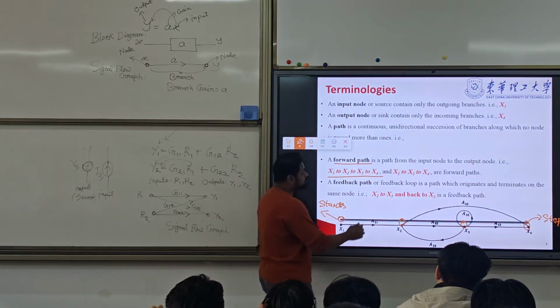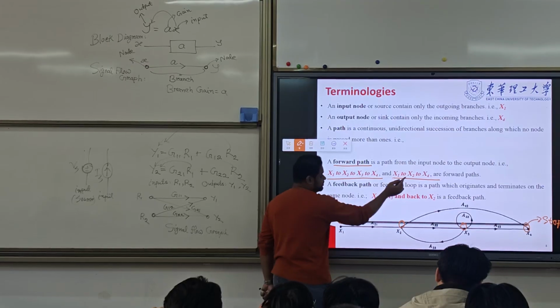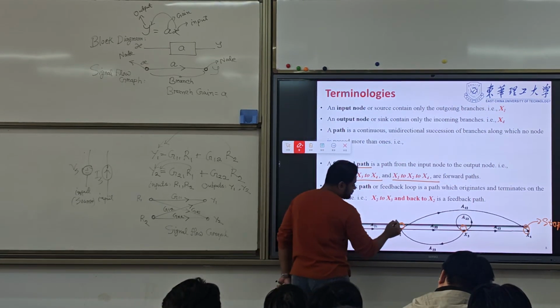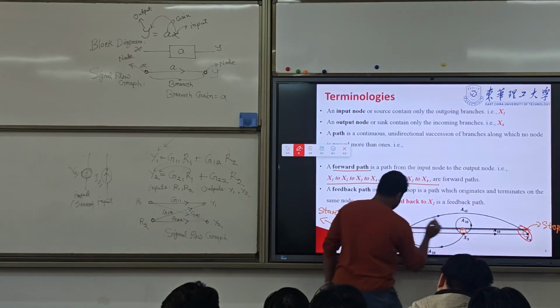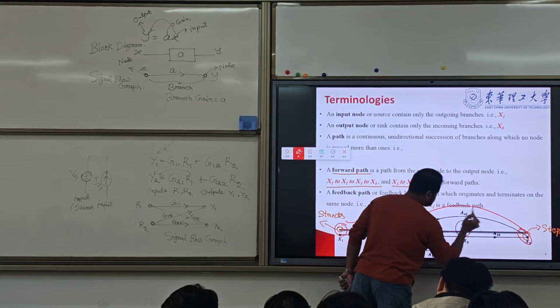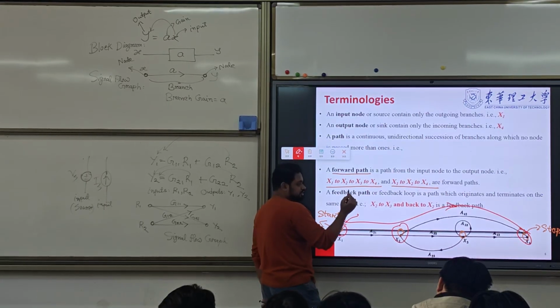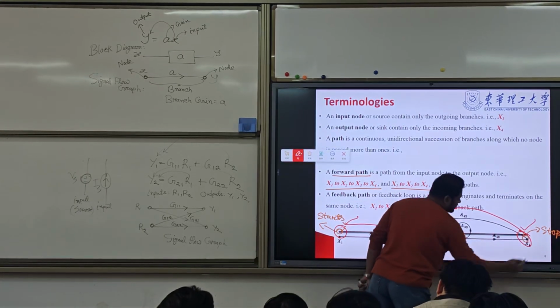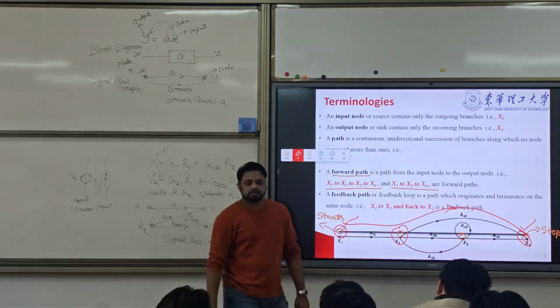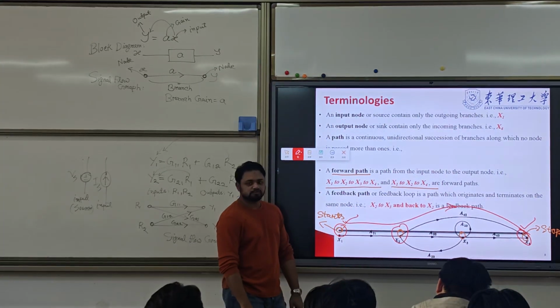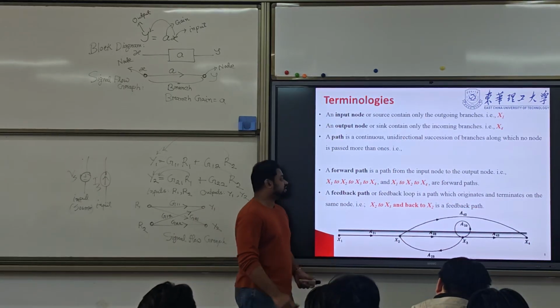So here there is one more. Look, x1, x2 to x4. x1, x2, x4. Here, this one. Again, it starts from the input, stopped at the output. So there are 2 forward paths here in this example. 2 forward paths.